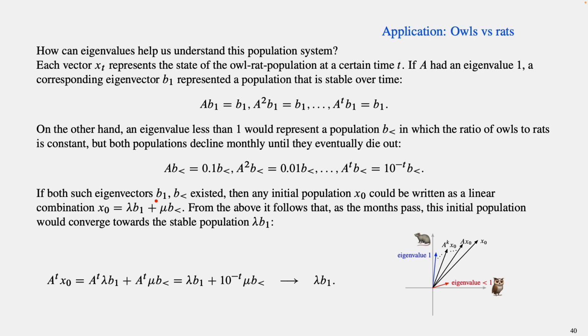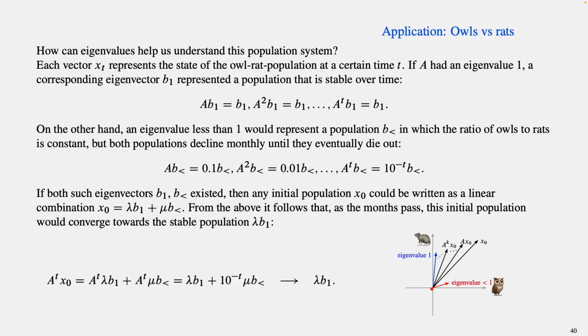And if two such eigenvectors existed, then any initial population x0 could be written as a linear combination of b1, the stable population, and b less, the extinction population. And from this, it then follows that as time passes, the initial population would converge towards the stable population. So you can see this sketched here in the diagram.